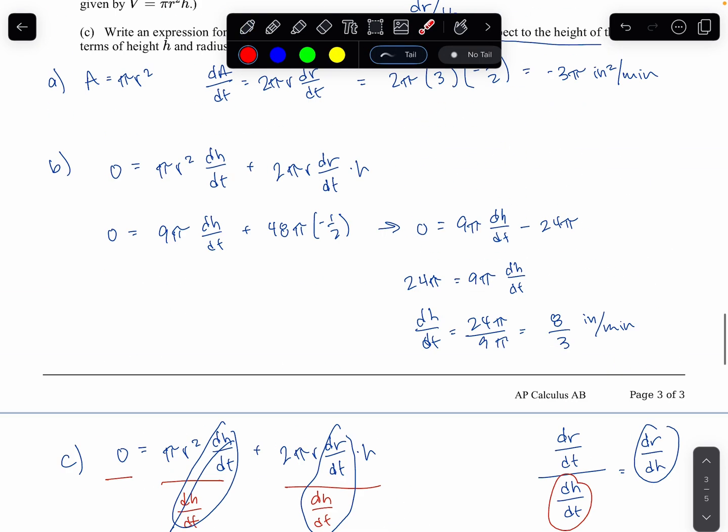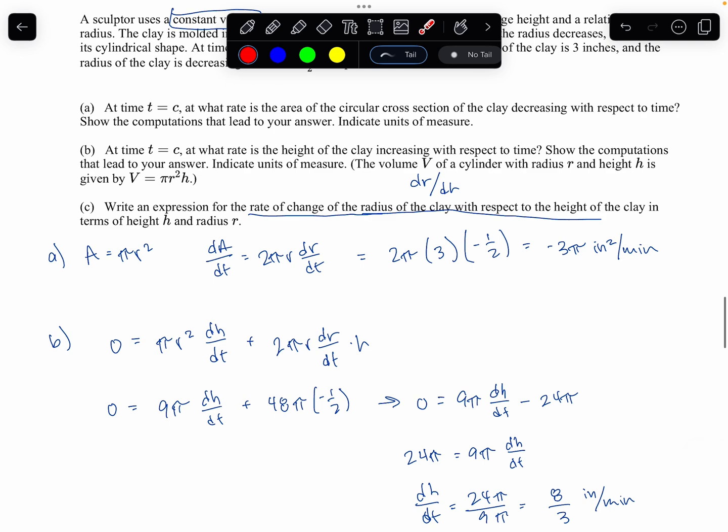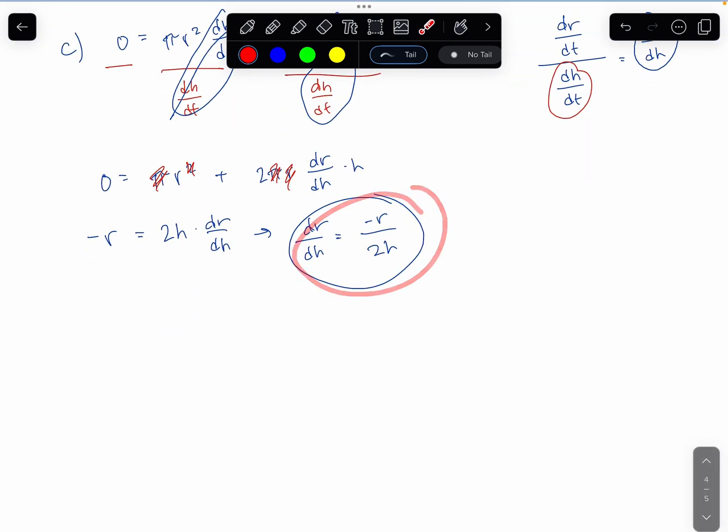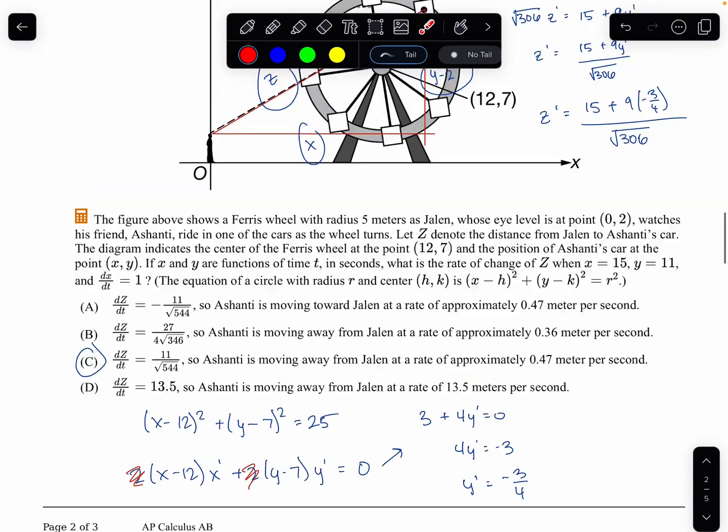So, and then what is it? Okay, so write an expression for this in terms of h and r. There we go. Okay, so that's this homework assignment.